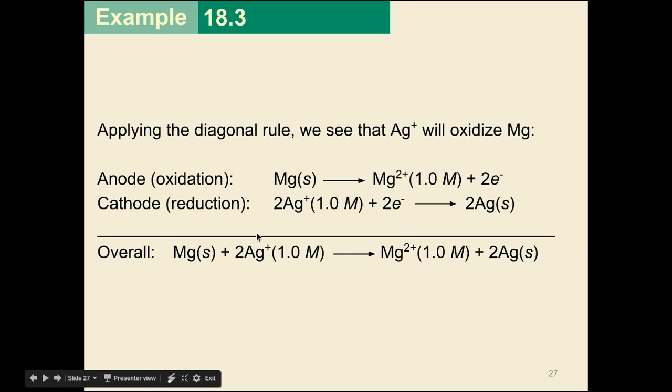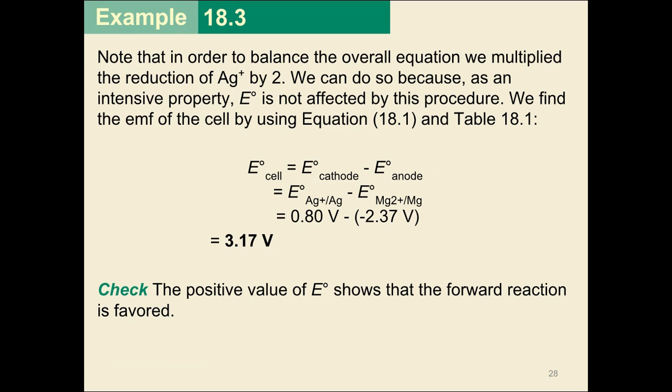Magnesium would be the anode. Silver would be the cathode. I would take the standard reduction potential of the cathode minus the standard reduction potential of the anode. See how that minus sign makes this positive? You can see that this positive value of E0 shows that the forward reaction is favored. There are more products than reactants at equilibrium.